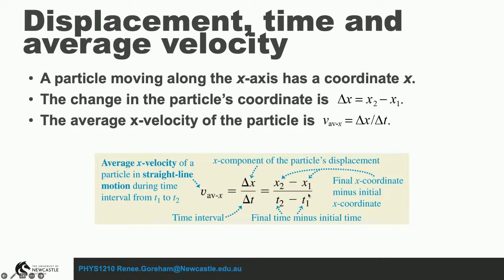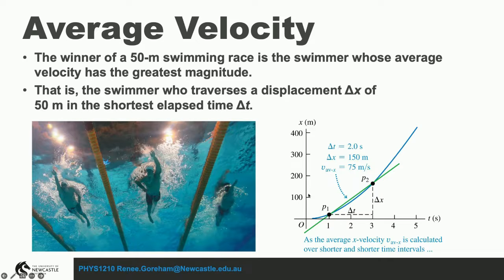for that application. So we can have a look at this with a swimmer, because there's lots of racing going on on TV. So we have a winner of a 50-metre swimming race, and the swimmer's average velocity has the greatest magnitude. So that's how we can find out who's going to win. The swimmer who traverses the x-axis with a displacement delta x of 50 metres in the shortest elapsed time is the winner. So you can see how that average velocity is used for that particular application.